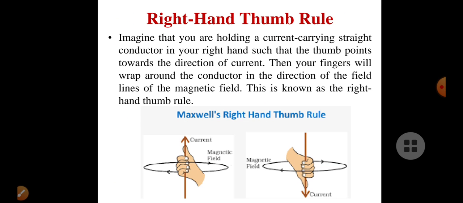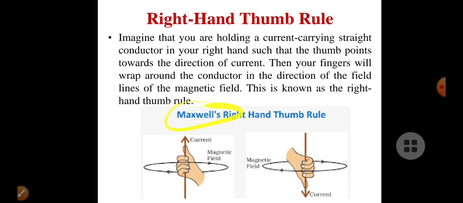Now, beta, we discussed how we can know in which direction the magnetic field will be produced. For finding the direction, there is a rule: the right hand thumb rule. So what is this rule? Imagine that you are holding a current carrying straight wire in your right hand such that the thumb points towards the direction of current. Then your fingers will wrap around the conductor in the direction of the field lines of the magnetic field. This is known as the right hand thumb rule.